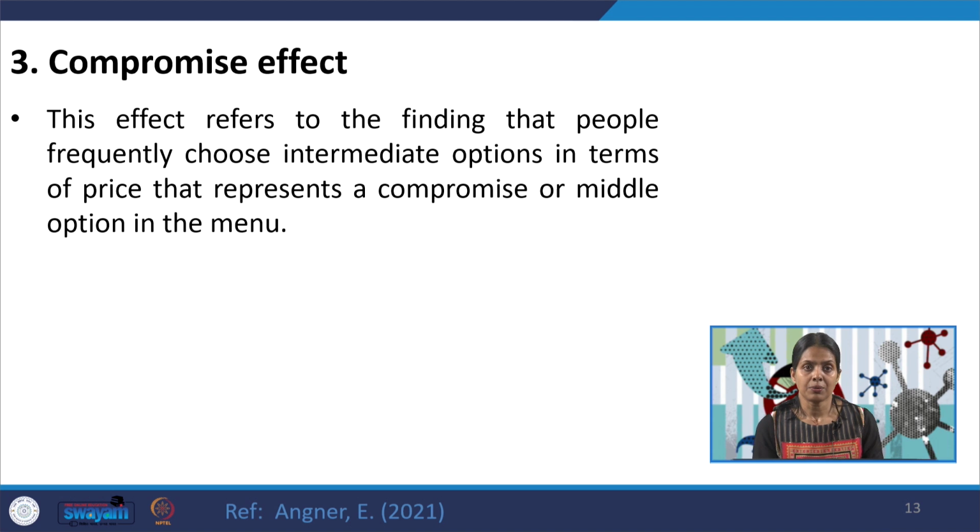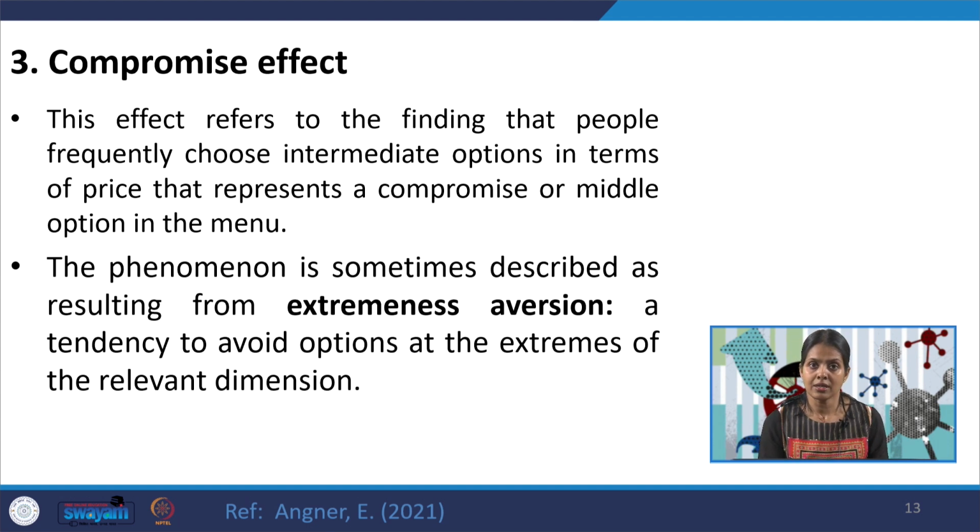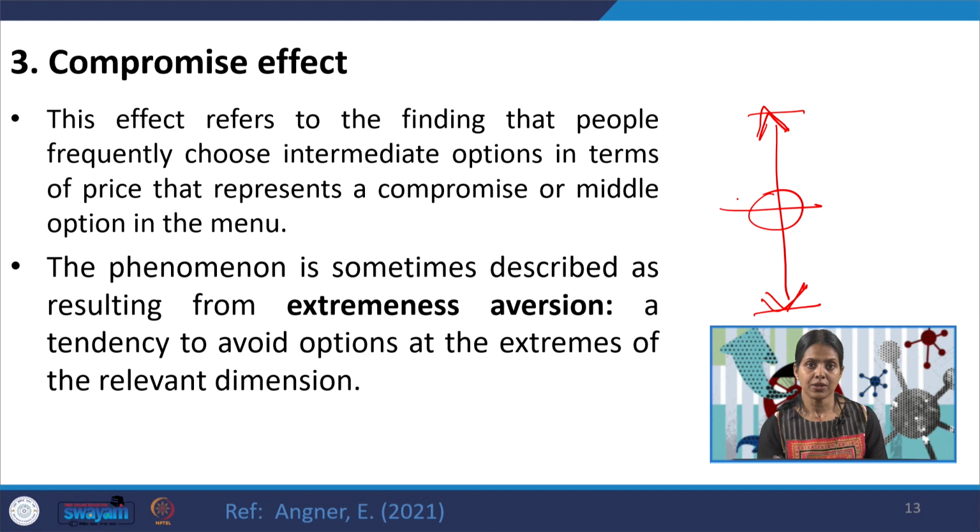Next, we talk about the compromise effect. This effect refers to the finding that people frequently choose intermediate options in terms of price, that represent a compromise or middle option in the menu. This phenomenon is sometimes described as resulting from extremeness aversion. So, there is a list of items, you neither want to be at either of the extremes. You neither want to be at the top or at the bottom. So, you want to avoid the extremes, and as a result you are somewhere in the middle. So, this is the compromise effect: a tendency to avoid options at the extremes of the relevant dimension.